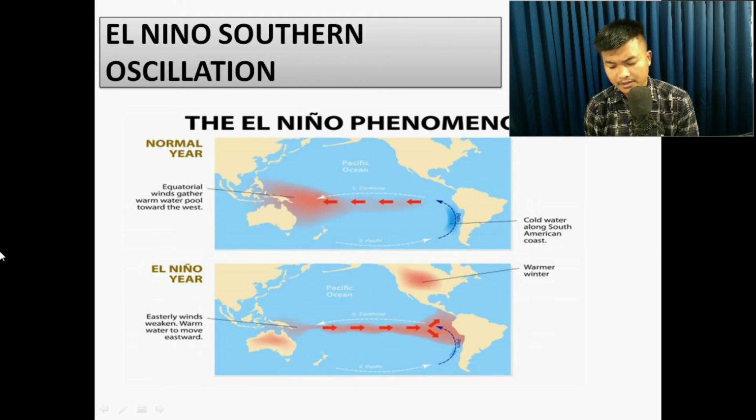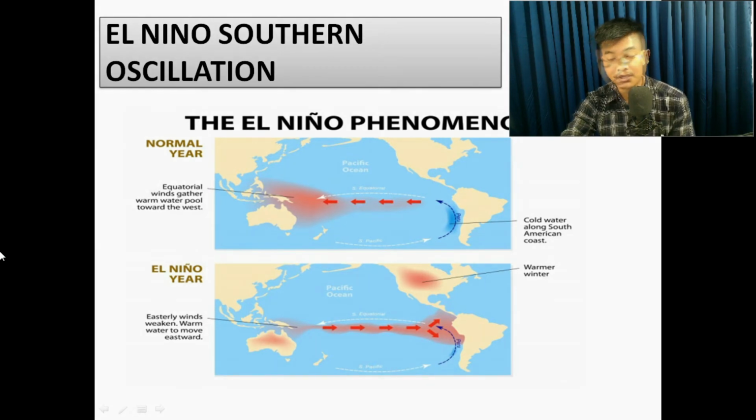The difference in pressure over Tahiti in the Pacific Ocean, that is 18 degrees south and 149 degrees west, and Darwin in the Indian Ocean, that is 12 degrees 30 minutes south and 131 degrees east, is calculated to predict the intensity of the monsoons. The southern oscillation is connected with the El Nino event, during which a warm ocean current appears along the Peruvian coast in place of the cold Peruvian current. Therefore, this phenomenon is known as ENSO, El Nino Southern Oscillation event.